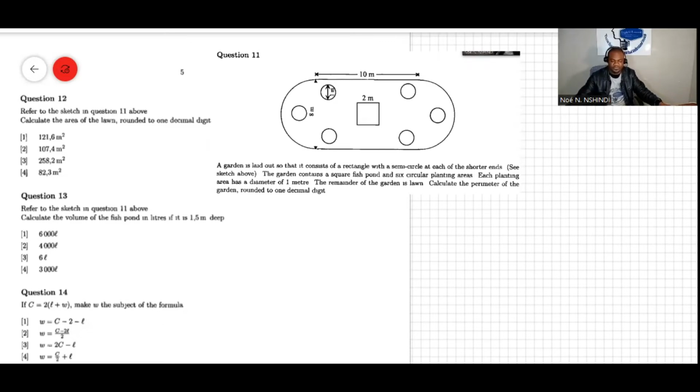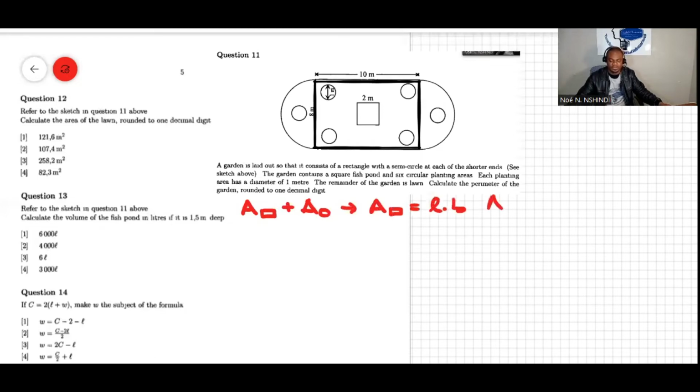We know that we have a rectangle here. I can draw it like that, and then two semicircles which will form a full circle. So we can work out the area of the whole thing. It will be the area of the rectangle plus the area of the full circle, because two semicircles make a full circle. The area of the rectangle is given by length times breadth, and the area of the circle is pi r squared.